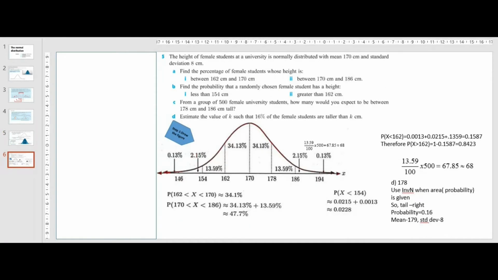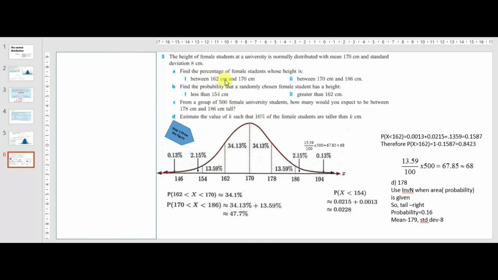Example number 5. The height of female students in a university is normally distributed with mean 170 centimeters and standard deviation 8 centimeters. Find the percentage of female students whose height is between 162 centimeters and 170 centimeters, between 170 centimeters and 186 centimeters. Again, first advice is to sketch a graph. It does not have to be accurate. Sketch a graph with a bell shape like this.